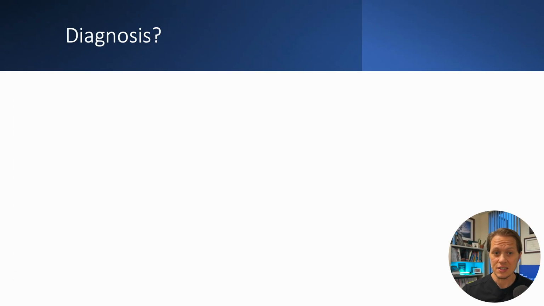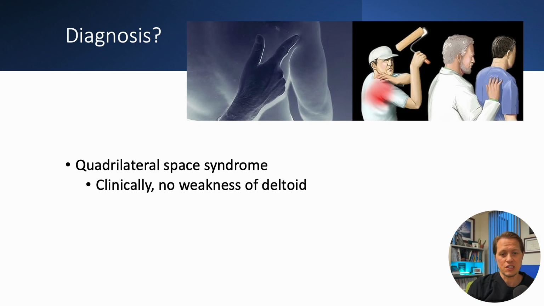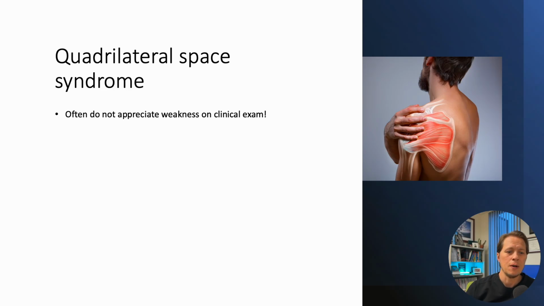So what is this a case of? And FYI, I have a companion case coming up in a future video. We're going to go into this more, but this is quadrilateral space syndrome, sometimes called quadrangular space syndrome. Very common cause of posterior shoulder pain that goes missed or underdiagnosed or misdiagnosed. It's kind of insidious onset, no real trauma, no real findings on physical exam. The deltoid is completely fine. You often miss it if you're not really looking out for it.